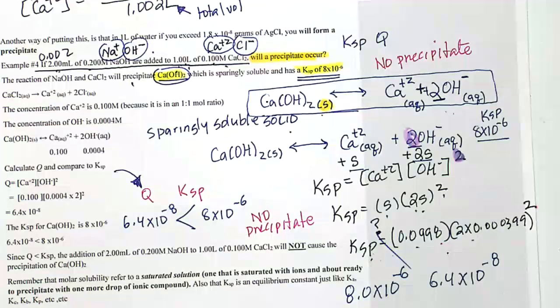All right, so that's how we do these types of problems. We're comparing Q with KSP. So that's page 11.